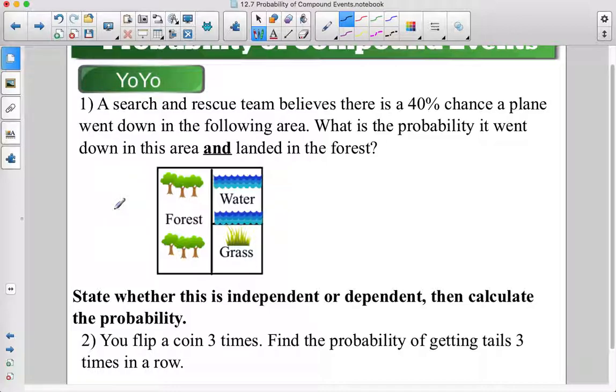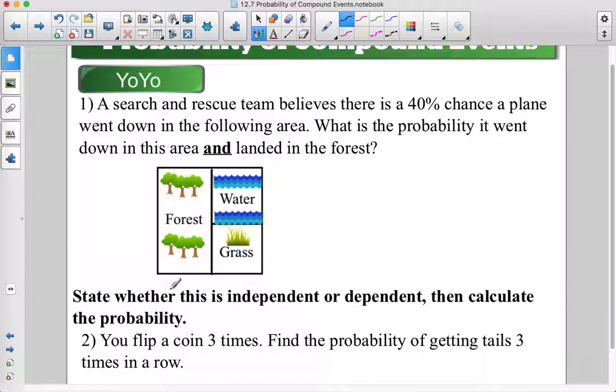So here's situation number one. They actually use an advanced version of this idea when they're searching for a lost hiker or a plane that went down in an area. They use a more advanced model of what's going on in question one, but you can do the beginning model. Question one: a search and rescue team believes there's a 40% chance that a plane went down in this area. What's the likelihood that it went down in this area and landed in the forest?